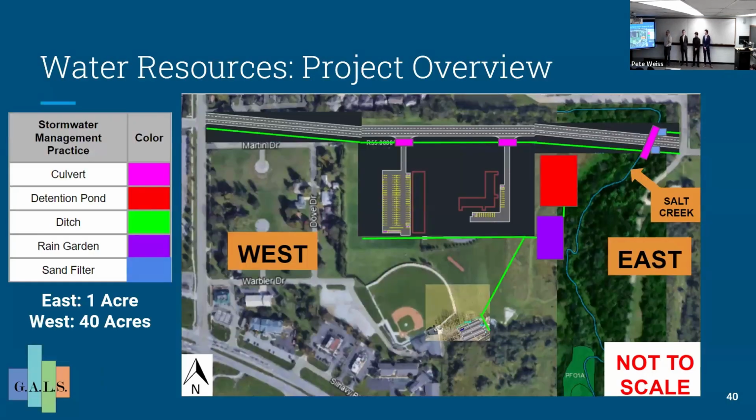So here's the project overview. As you can see, at Salt Creek, I split into 2 sides, an eastern portion and a western portion. Highlighted in pink are any culverts that are going to be used. In red is the detention pond. In green are ditch systems that are going to have silt sock check dams. The rain gardens are in purple and sand filters are in blue. The eastern portion of the site is 1 acre in size and the western portion is 40 acres.